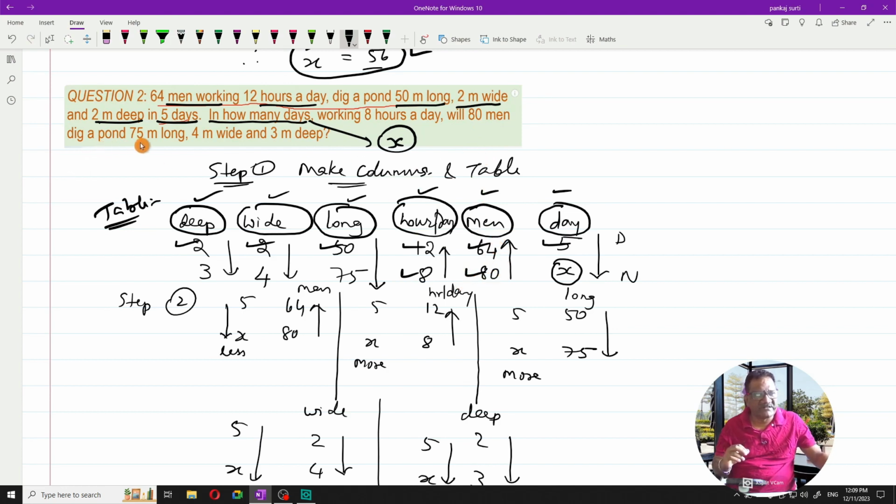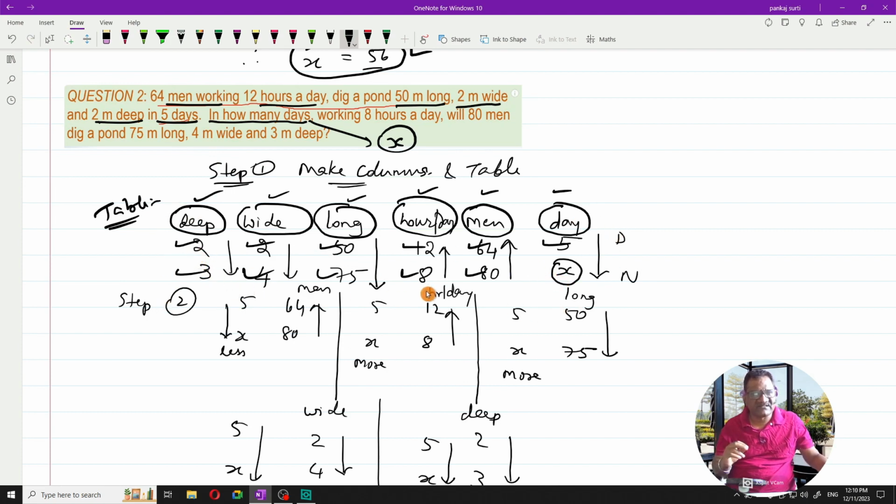Dig a pond which is 75 meters long. So in the length column I am putting 75 meters. In the width column I'll put 4, and in the depth column I'll put 3. And you see, this second row has also been entered. So your table is now ready.